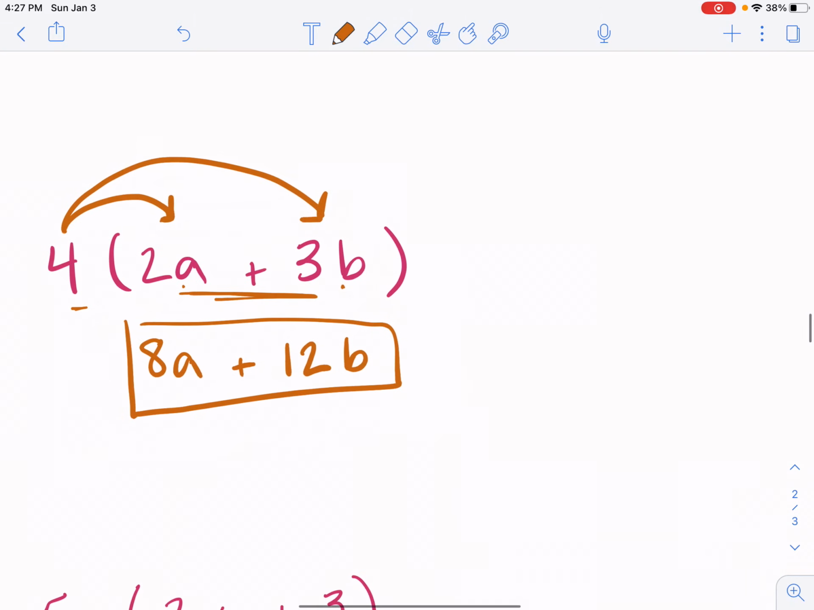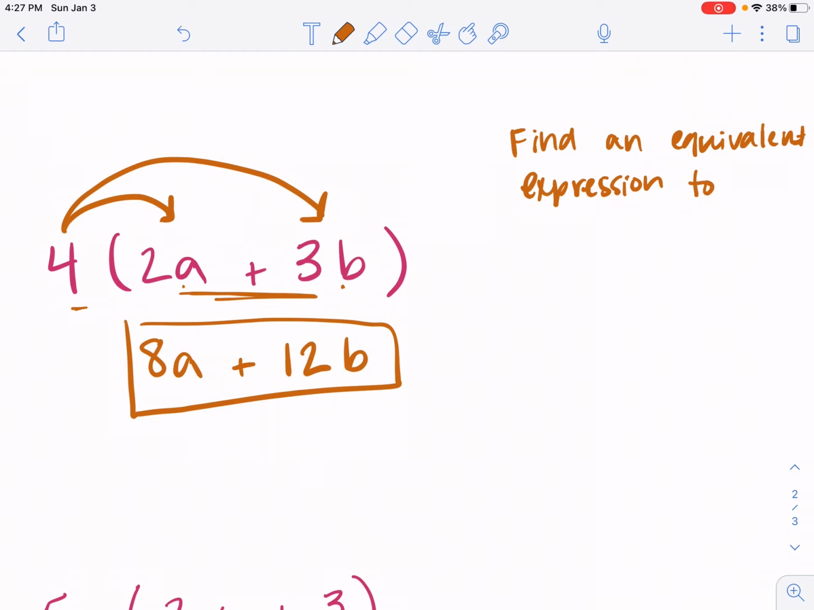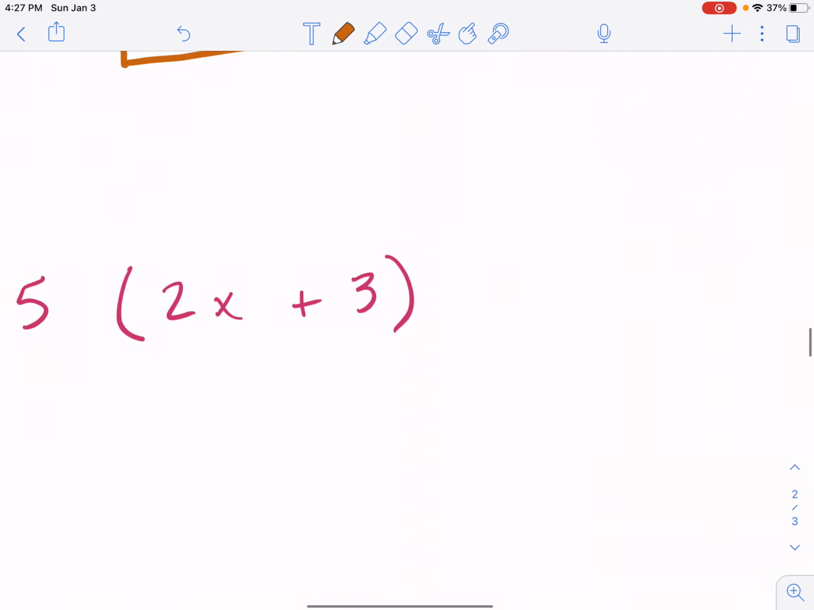Something you might see on a test is a question that says, find an equivalent expression to, and then the one that I just gave you, 4 times (2a plus 3b). And then this would be one of your answer choices right here, and you'd have to understand that they're equivalent. So that's why I'm showing you the distributive property. Let's try it with another one.